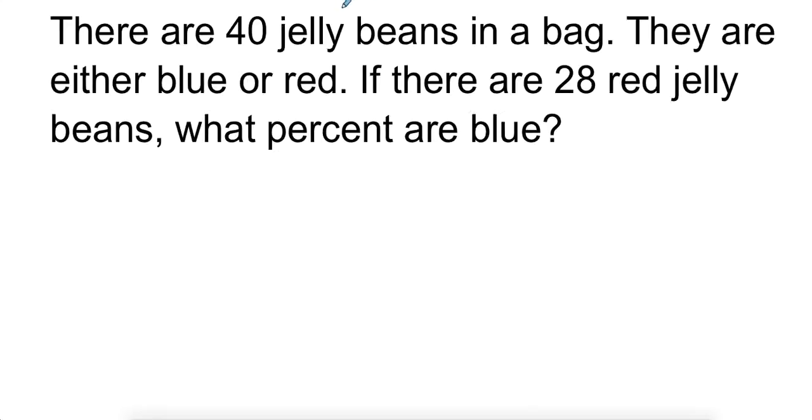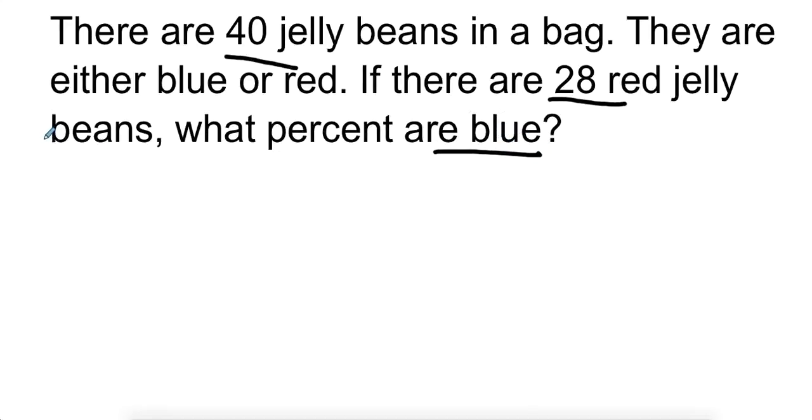Now, the first thing I'm going to do when I'm solving this problem is identify the important information. I know that there's 40 jelly beans. I know that they're either red or blue. There's 28 red jelly beans. And if I look at my question, I'm noticing it's not referring to the red jelly beans. It's actually referring to the blue ones. So I want to keep that in mind as I'm solving this problem.